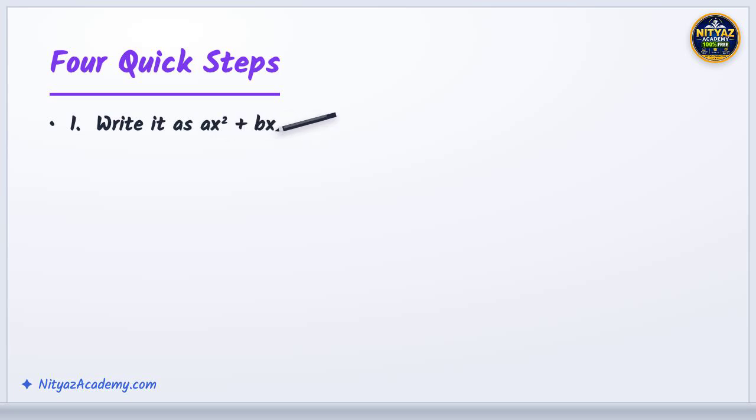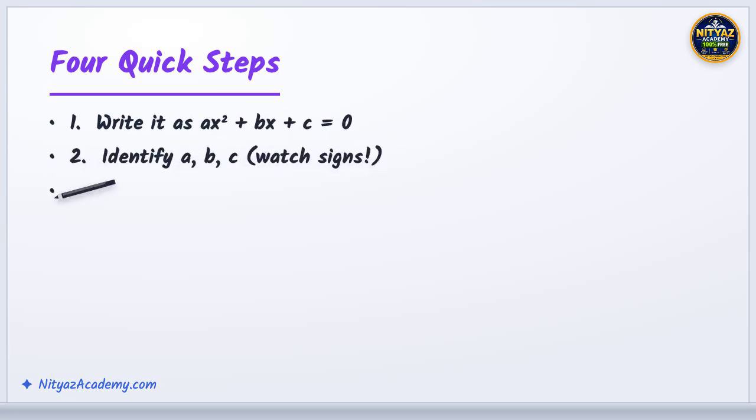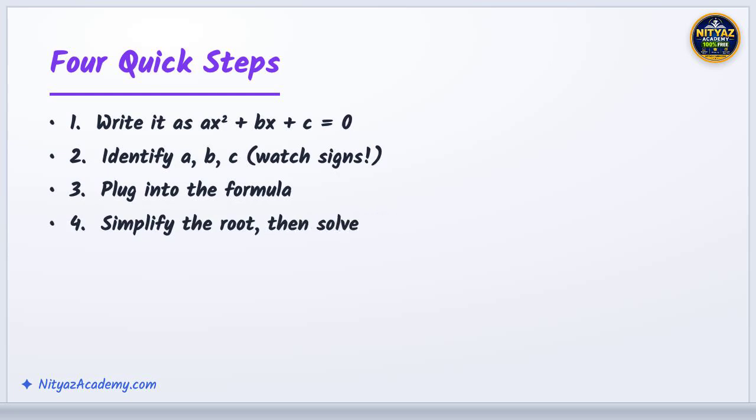So here's your game plan on test day. 1. Rewrite the equation in standard form. 2. Identify A, B, and C, and watch those negative signs. That's where most points are lost. 3. Plug into the formula. 4. Simplify the square root, then solve. Practice this until it's automatic.